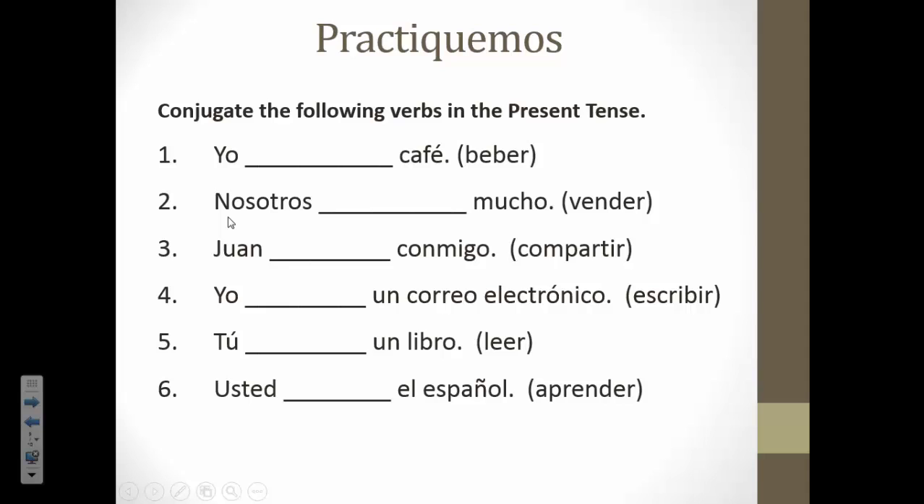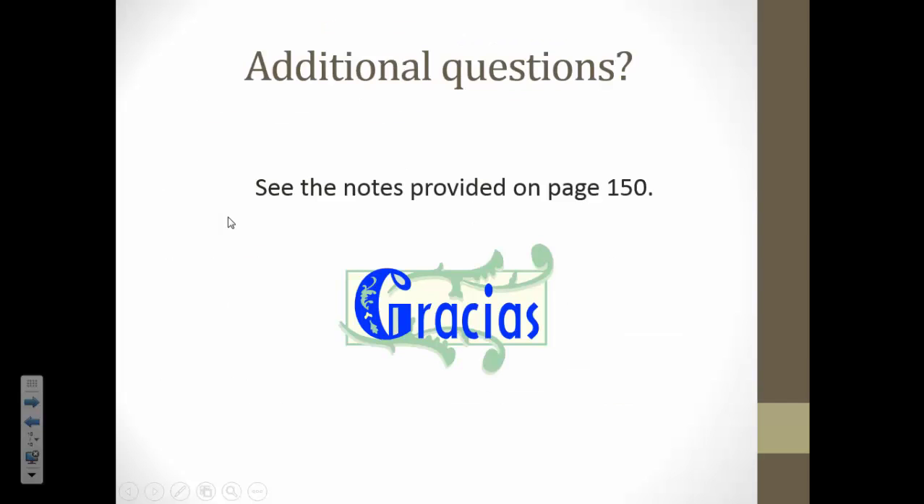Look at cinco. We have tú, we have leer. We want to drop the ER. We leave the LE in the beginning, so don't freak out because it's got two vowels there. Okay? So if you drop the ER, you have LE, and you want to add ES. So lees, L-E-E-S. Okay? Look at seis. We have usted, and we have aprender. We want to drop the ER and add E. So, usted aprende el español means you learn Spanish.